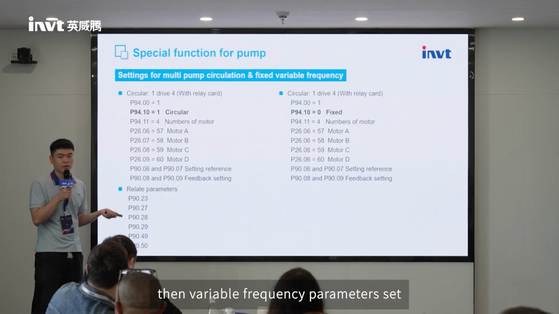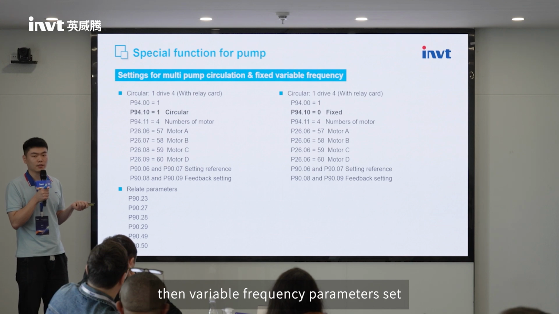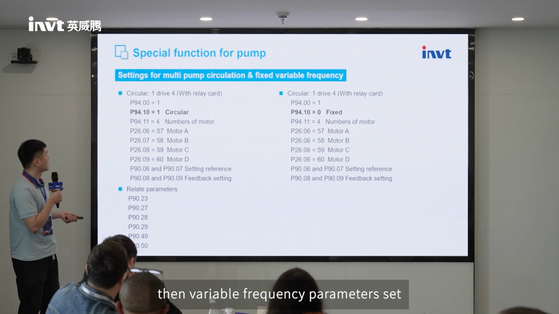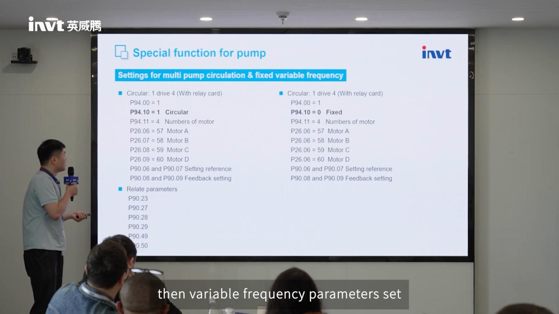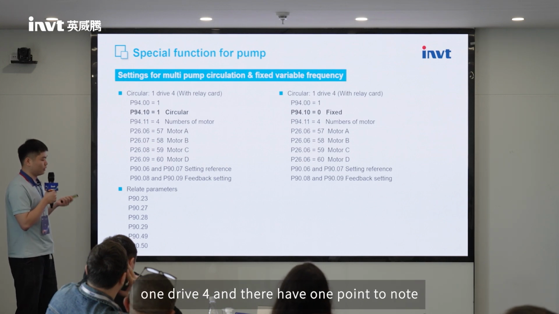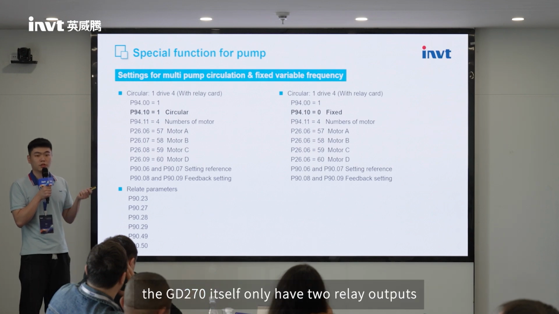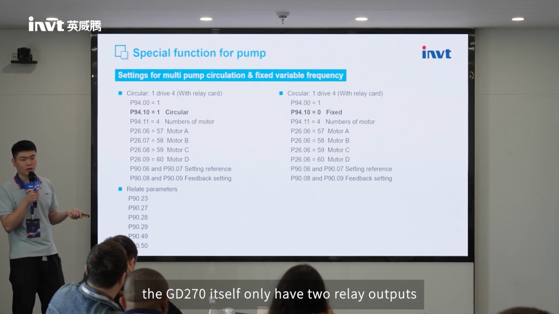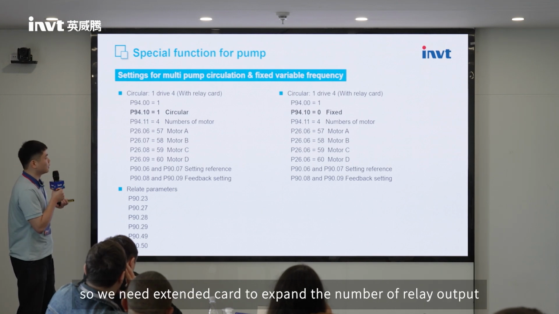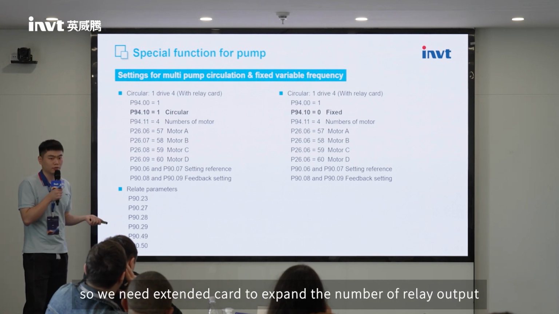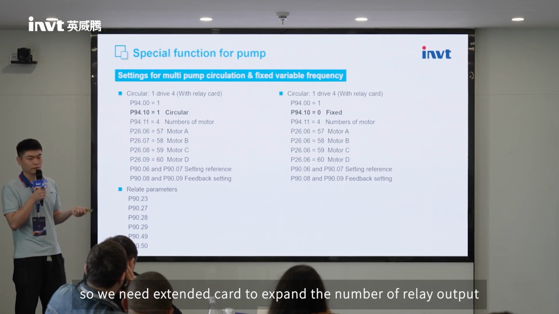When the wiring is finished, then set some parameters. One drive 4 has one point that needs to be noted. The GD270 itself only has 2 relays. So we need to add the relay card to expand the number of relays.